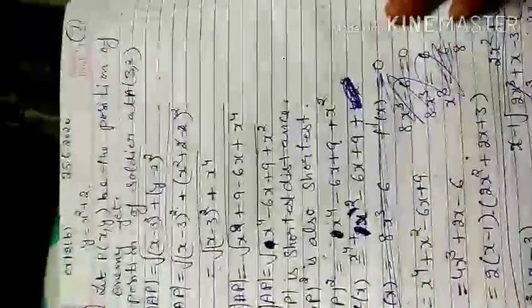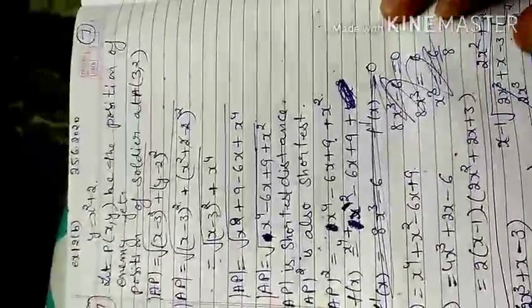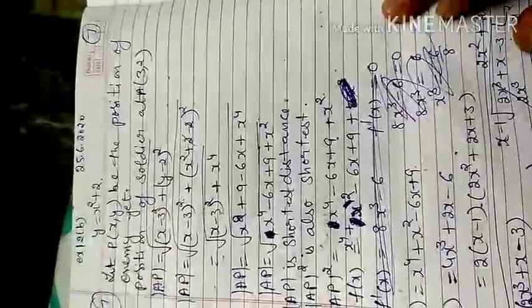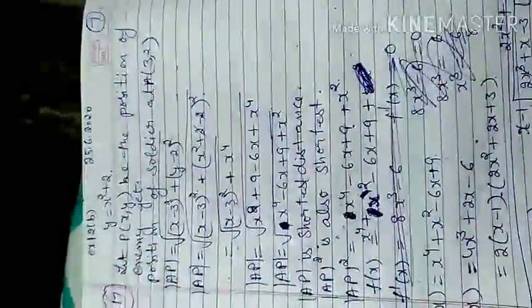Now your 17th question is there. 17th question: an enemy jet is flying along the curve. One enemy jet plane is flying on the curve. The curve is given, y is equal to x square plus 2. A soldier is placed at a point.